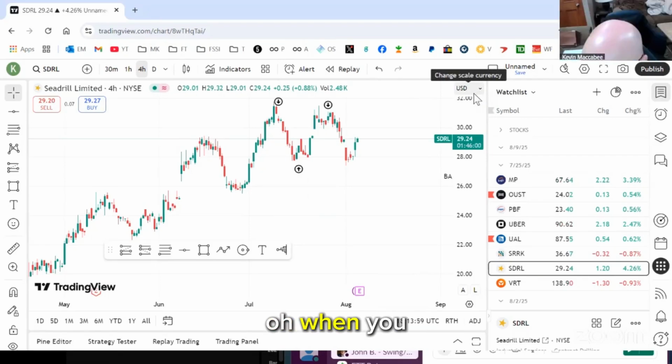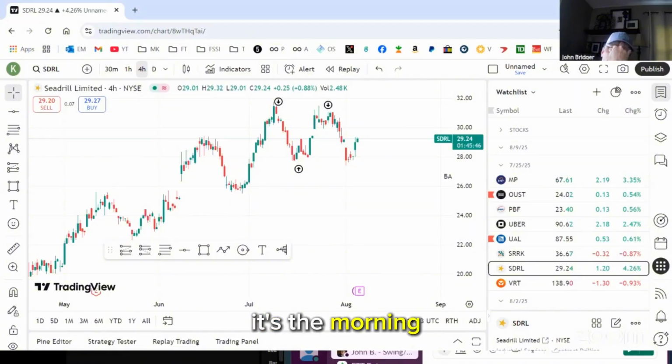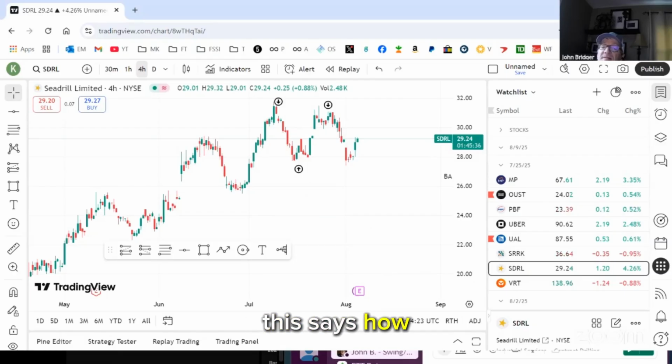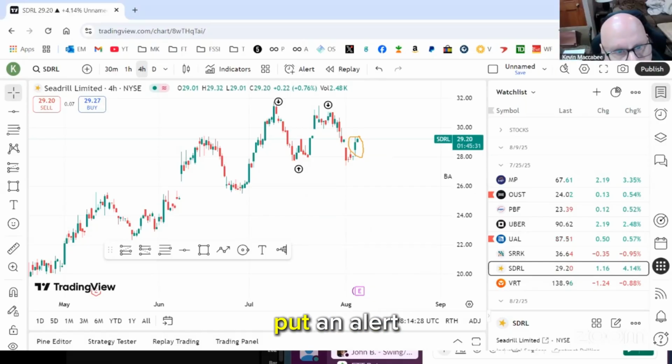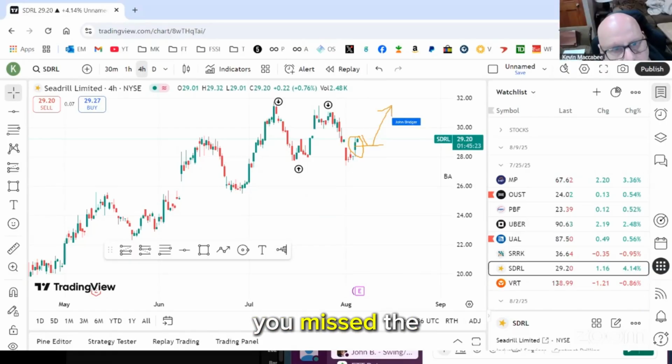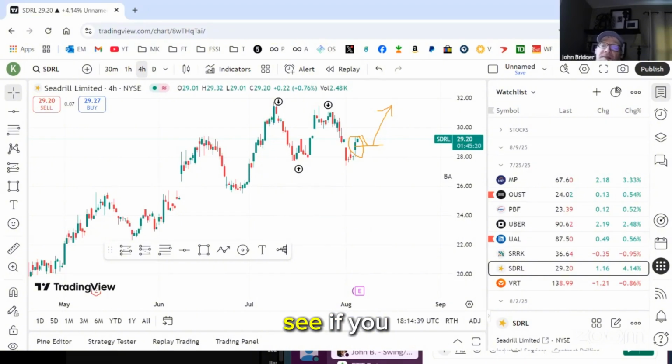Oh, when you have two consecutive green candles, can it be the night before and the morning of? Remember that it's the morning session followed by the afternoon session. Let's say you missed this. This is how the day finished up, and say it was earnings day, and you missed the entry. I would still put an alert for right around here because it could gap down, test that, and then fly. But just because you missed the entry, I would still watch it and see if you get a retest basically of that support. And then if it holds, man, get it.